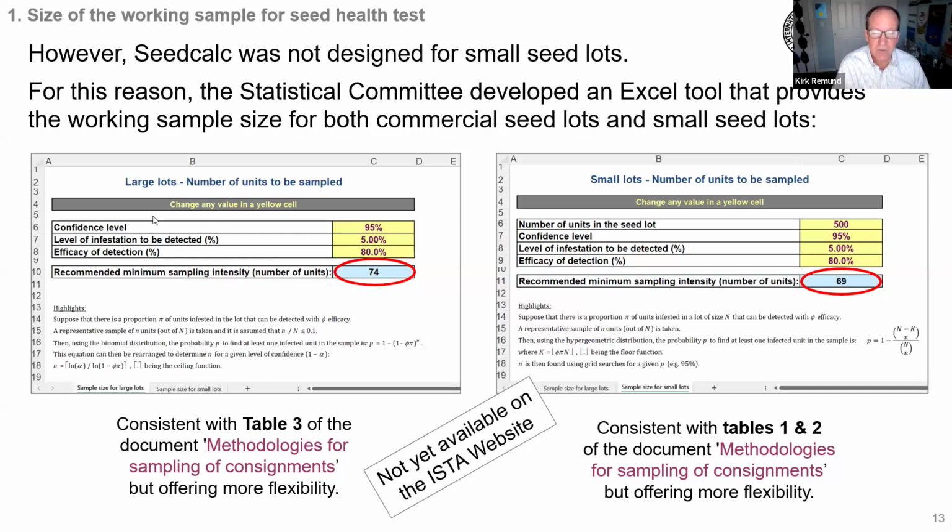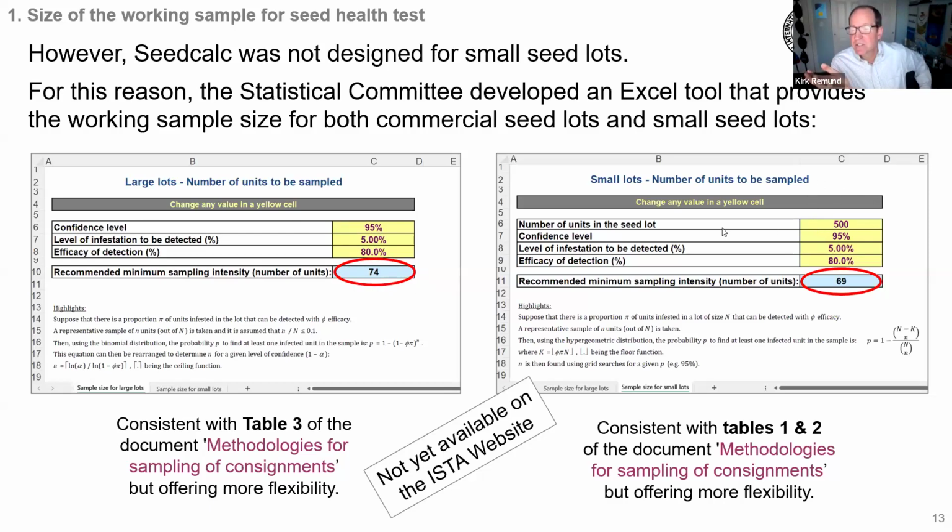On the left, you can put in the confidence level, the level of infestation, and also the efficacy of detection, and it will give you that same sample size for a large seed lot. This is assuming a zero tolerance plan, where you're not having any detections or infestation in your sample. On the right though is really what we wanted to show you here. Now we add an additional parameter.